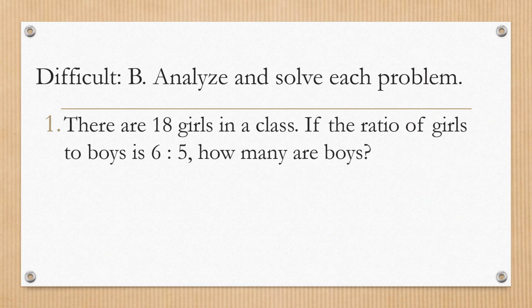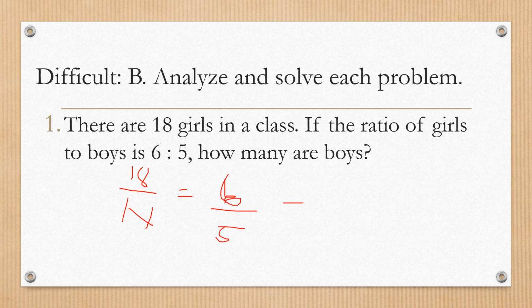Here there are 18 girls in a class. If the ratio of girls to boys is 6:5, how many are boys? So we can say that it is equal to 6 over, wait, it should be n, not 6. And 18 over n. Because we are looking for the ratio. So 18 girls over n boys. So we have 6 over 5.